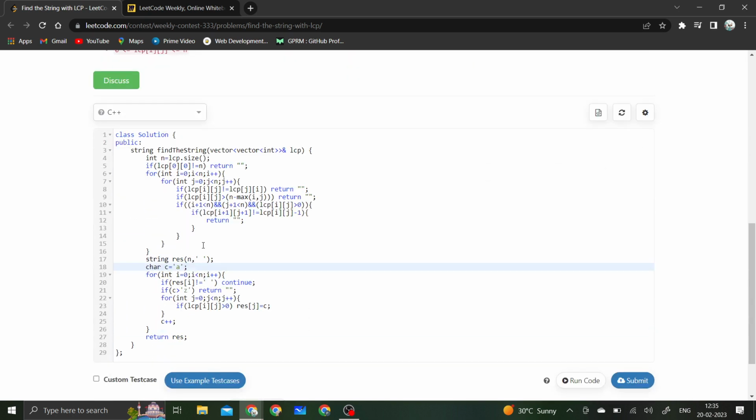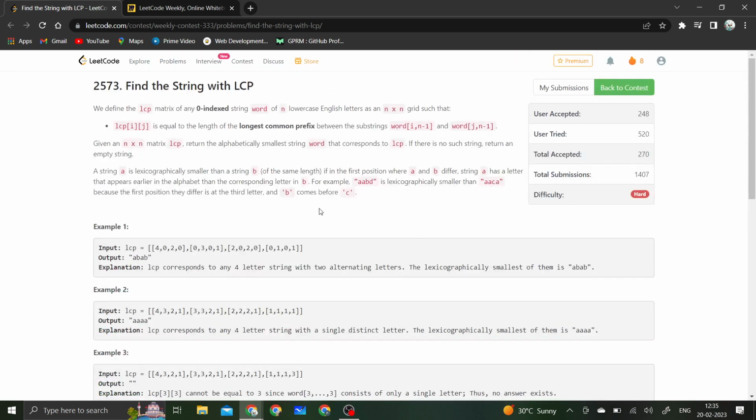So we are just checking for any case, if our character becomes greater than Z, then also we have to return an empty string, because that case will also not be possible. So I hope you have understood the problem. So that is how you have to solve it.